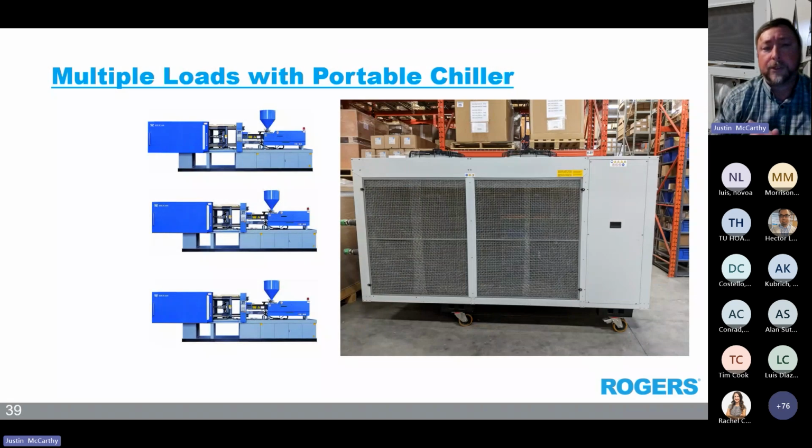Multiple loads with a portable chiller. We briefly talked about that. I have a portable chiller there on wheels. That's a 20-ton chiller. And a lot of plastic plants, depending on their orders, might be running different lines. And instead of buying a huge system, they will use a portable chiller to bring around and rehook up because it's non-pressurized.